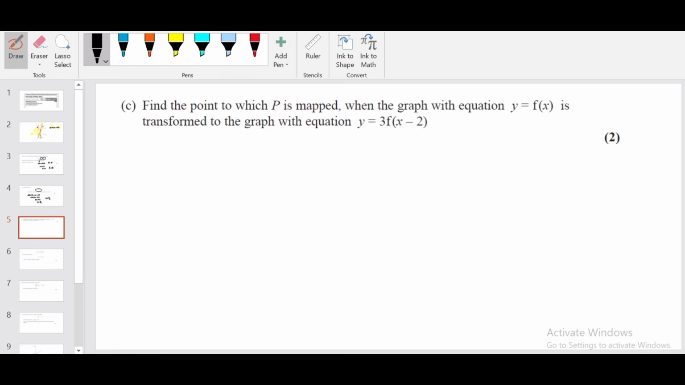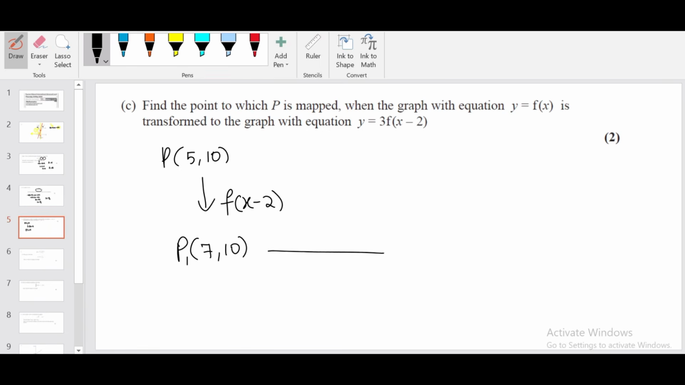Part C of the question, find the point P which is mapped when the graph is transformed by this transformation. Okay, we have the point P of 5 comma 10. Now when you apply the transformation f of x minus 2, the graph will be moved. You must have learned this in P1 chapter 4. It's a translation to the right side by 2 units, so you need to add 2 to the x coordinate. So it becomes P dash of 7 comma 10.